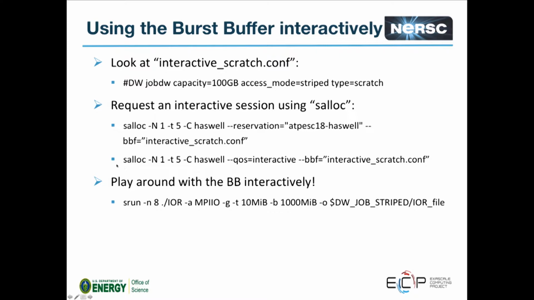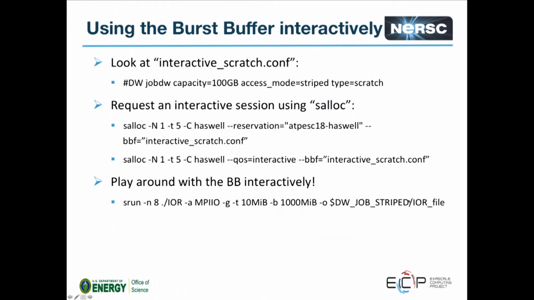So once that job is approved, you get one Haswell node, and you get access to what you requested for burst buffer. And then you can directly run the job on the node that is returned to you. So just, for example, run this IOR. You can type on your terminal srun, 8 processes, and write and read some data, and specify the location. So you have this environment variable, which can tell you the absolute path on the burst buffer.